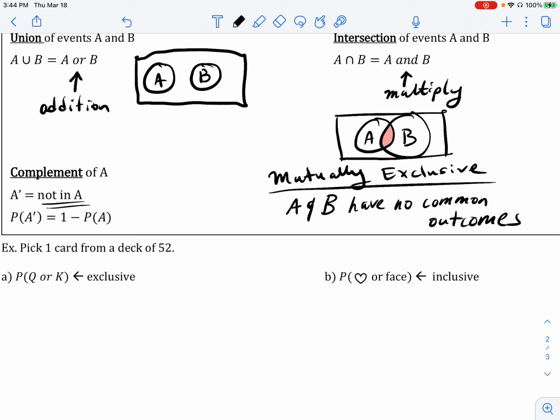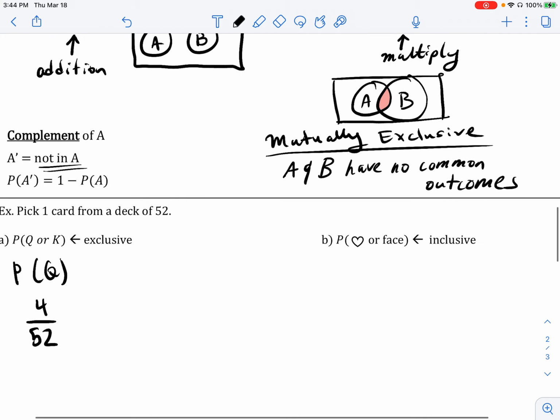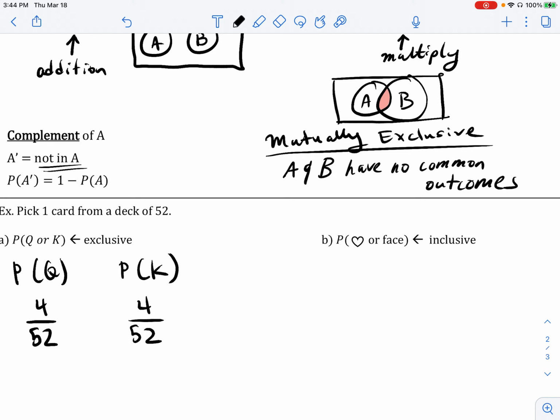Notice this is a mutually exclusive situation. There are no common outcomes between queens and kings. They're completely different cards. So we would say the probability of drawing a queen is what? Well, the probability of drawing a queen would be 4 out of 52 because there are 4 queens out of the 52 that are available. What is the probability of drawing a king? Well, it's also 4 out of 52 because there are 4 available.